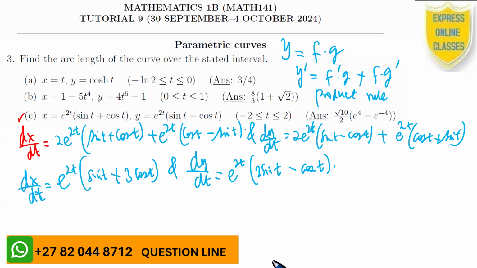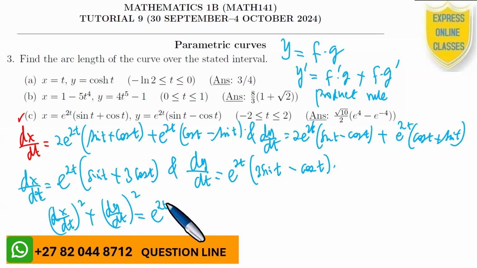Now, at this point, we have found the derivatives that we need. So now, what exactly do we need to do? We need to find (dx/dt) squared plus (dy/dt) squared. To find the arc length, we need to find the sum of the squares. Okay, we need to simplify this a little bit. It looks a bit big.